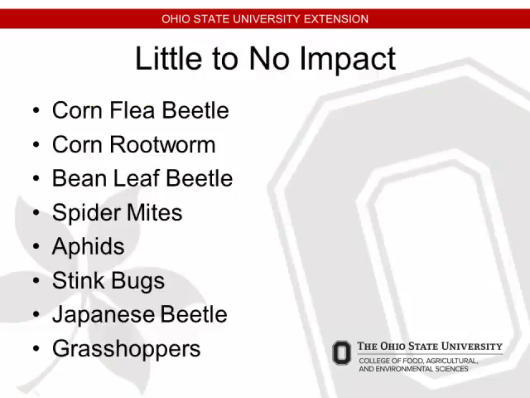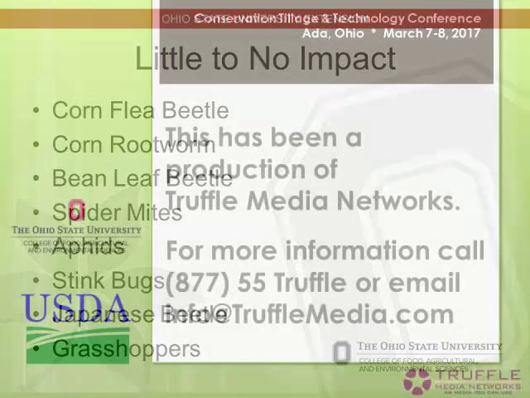And then lastly, these insects really don't care which way it is, whether it's conventional or no-till. Things like the corn flea beetle, corn rootworm, bean leaf beetle, spider mites, aphids, stink bugs, Japanese beetle, grasshoppers. Yeah, they're there no matter what kind of tillage system that you're going to use. They're not going to be favored. They're not going to be disfavored. They're kind of neutral in terms of the impact on their populations, but they're still going to be there.